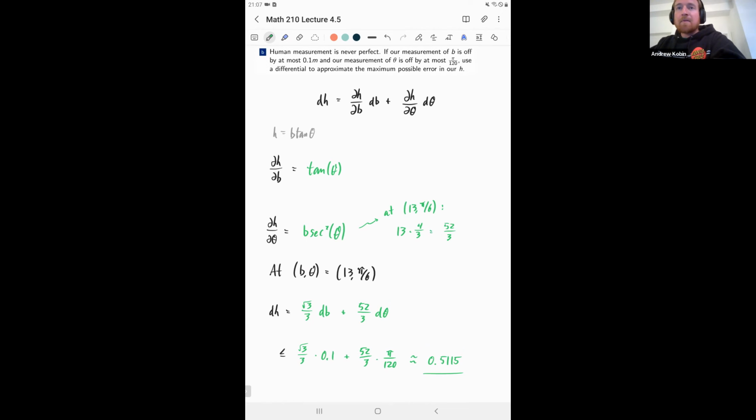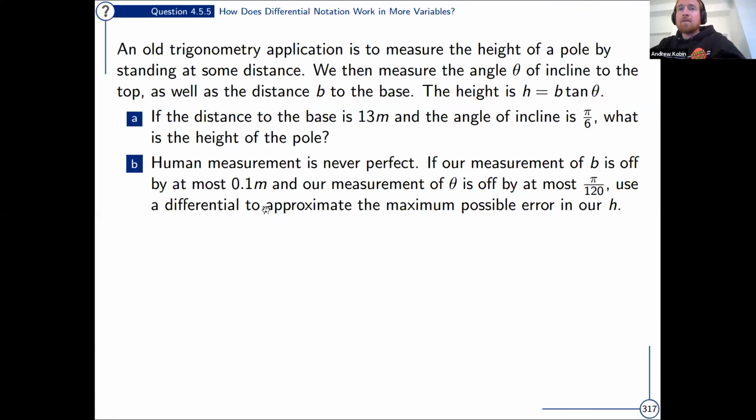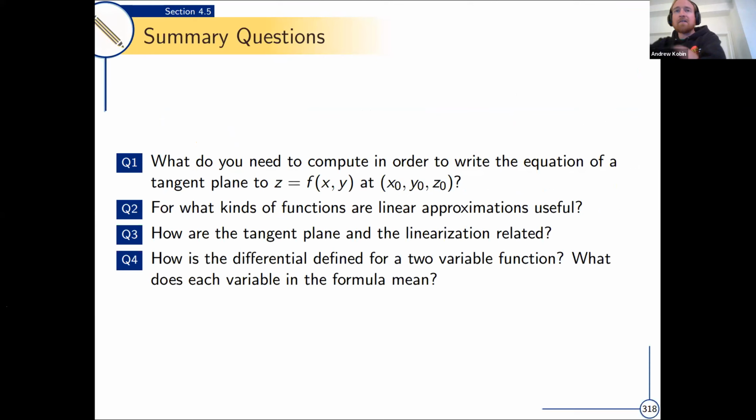So let's wrap things up in this video. Getting back to our slides, here are a few summary questions, and then I'll leave one applied problem, a word problem as this one was on the previous slide for you to work out on your own. So here's some summary questions for you to think about. If you want to write down the equation for the tangent plane to a function or a graph z equals f of xy at a given point, what do you need to compute in order to write down this tangent plane equation?